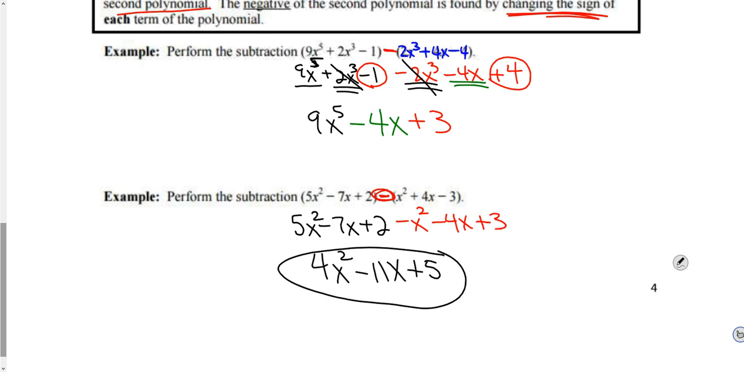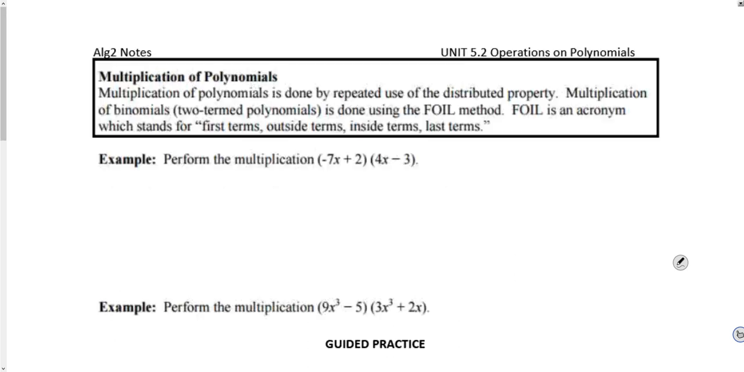Okay, so we did adding, we did subtracting, so now we're going to get into multiplying. So for multiplication of polynomials, it says multiplication of polynomials is done by repeated use of the distributive property. Multiplication of binomials, that means that they each have two terms, is done by using the FOIL method. The FOIL is the acronym which stands for multiply the first terms, the outside terms, the inside terms, and the last terms. So guys, multiplication is where we start to see exponents changing. And that's why yesterday we did all those exponent rules.